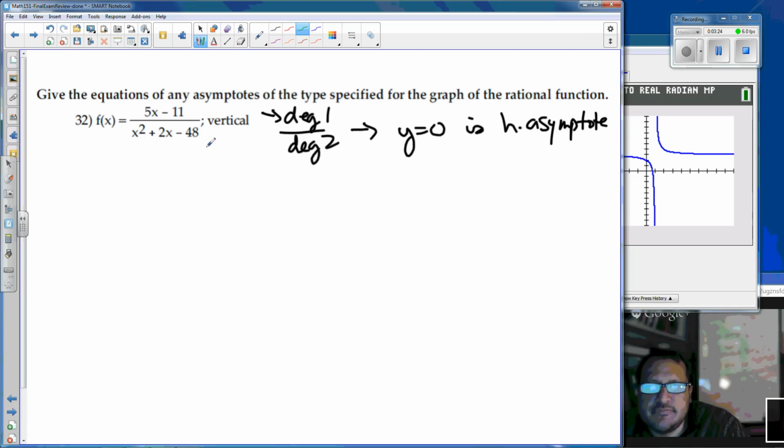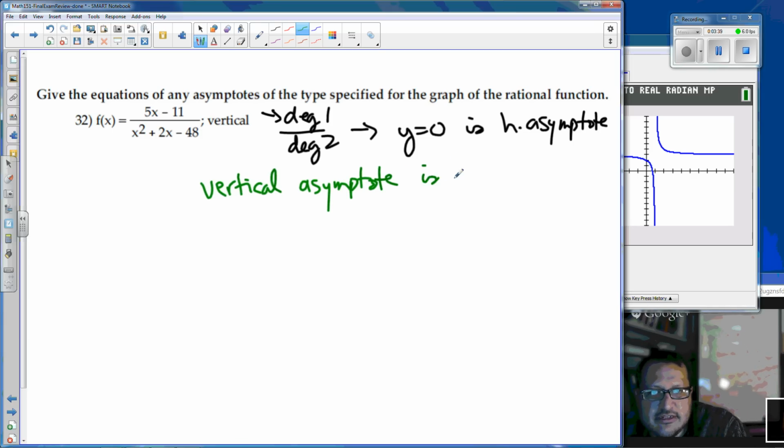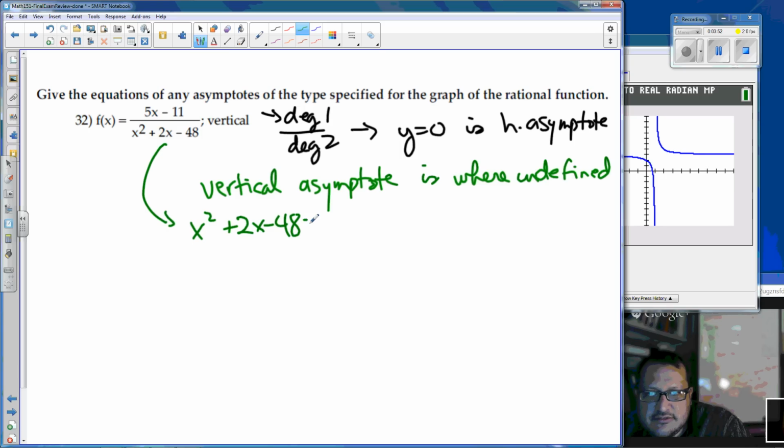Okay. Actually it tells us it wants just the vertical. Should have read all the instructions. So the vertical asymptote is where the function is undefined. And where is the function undefined? When you're dividing by 0. So x squared plus 2x minus 48 equals 0. Now 48 is 8 times 6, and 8 minus 6 is 2. So this factors nicely as (x plus 8)(x minus 6).